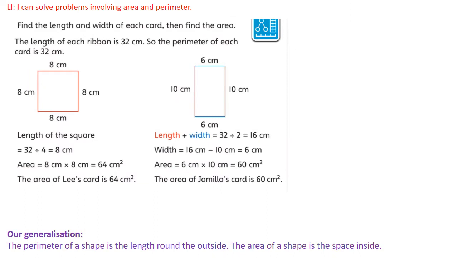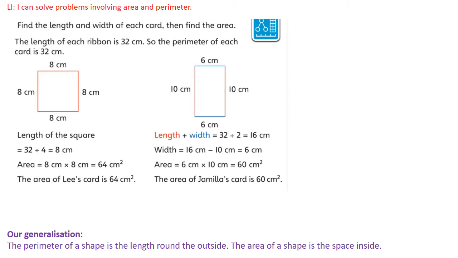So let's have a look at Lee's card first of all. We know that Lee's card is a square, so that means each of the sides are the same length. If we know that the perimeter is 32 centimetres and the square has 4 sides, to find the length of each side, we do 32 divided by 4, which gives us 8 centimetres. So we know that the width is 8 centimetres and the length is also 8 centimetres.